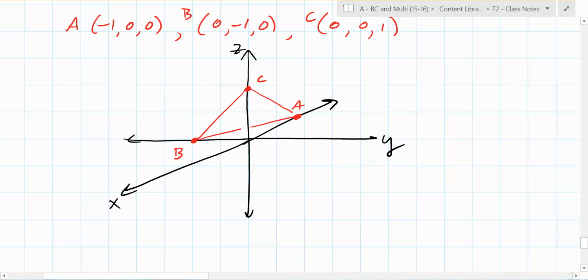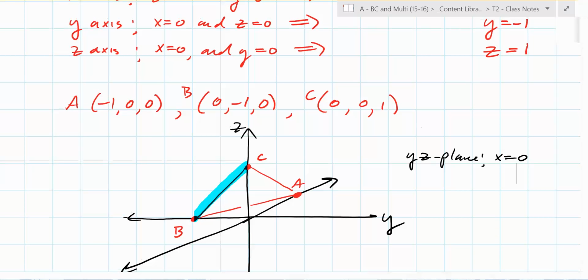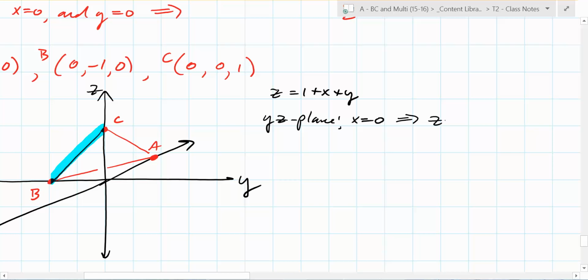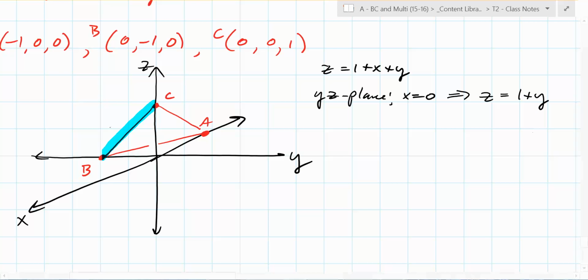What's interesting is the line between B and C. What plane are we on for the line between B and C? We're on the YZ plane. The YZ plane is when x is 0. So what was our original equation? z equals 1 plus x plus y. So if we plug in x equals 0, we end up with z equals 1 plus y. That line is z equals 1 plus y right there.